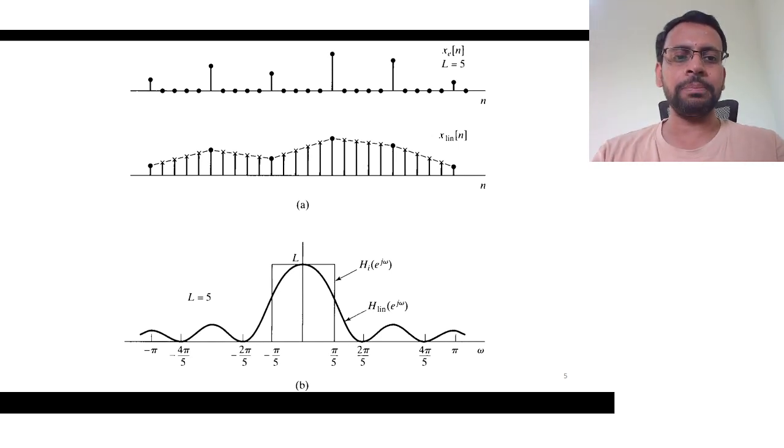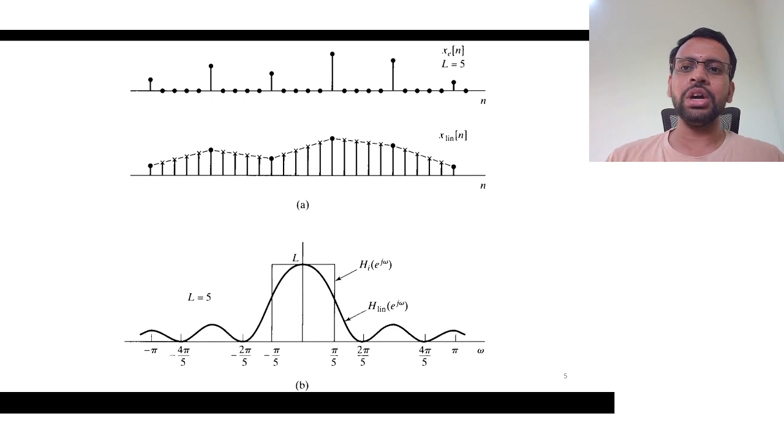And in the next video lecture we would look at changing the sampling rate by a rational number. That's what we would see in the next video lecture.